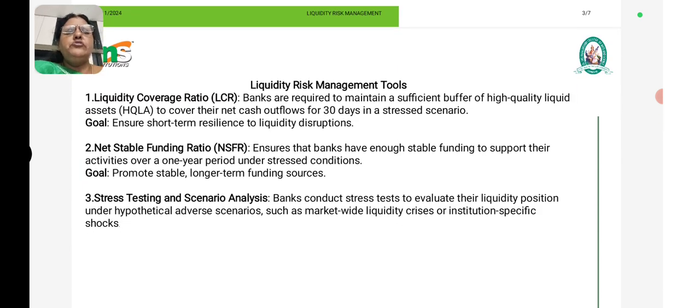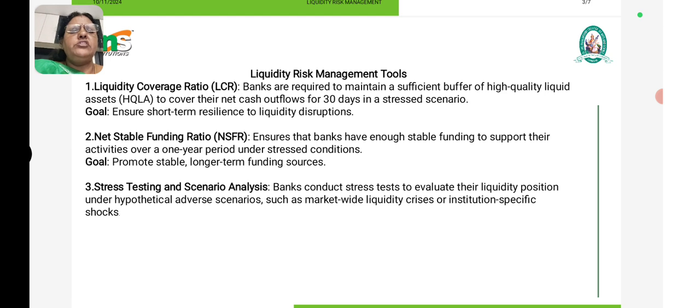So there are different tools for liquidity management. First, the liquidity coverage ratio, that is LCR. Banks are required to maintain a sufficient buffer of high-quality liquid assets to cover their net cash outflows for 30 days in a stressed scenario. So it is to ensure short-term resilience to liquidity disruptions. Next, the net stable funding ratio. It ensures that banks have enough stable funding to support their activities over a one-year period under stressed conditions. So it is to promote stable long-term funding sources.